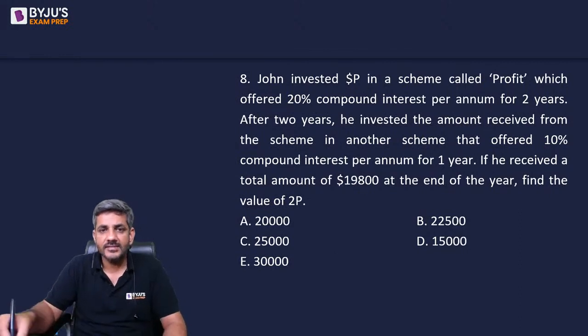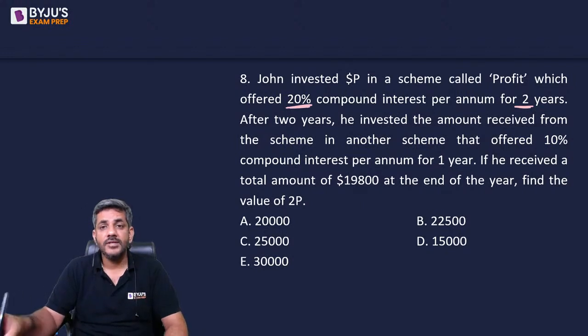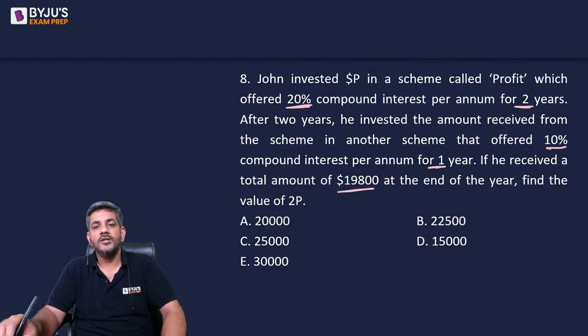Let's start doing it, guys. John invested $P in a scheme called Profit, which offers 20% compound interest per annum for 2 years. After 2 years, he invested the same amount received from the scheme in another scheme that offered 10% compound interest per annum for 1 year. If he received a total of 19800 at the end of the year, find the value of 2p.